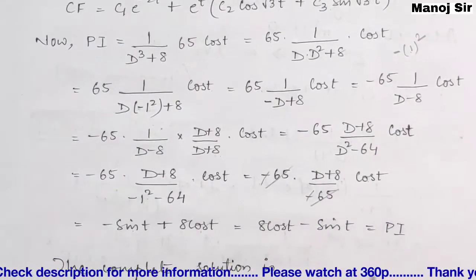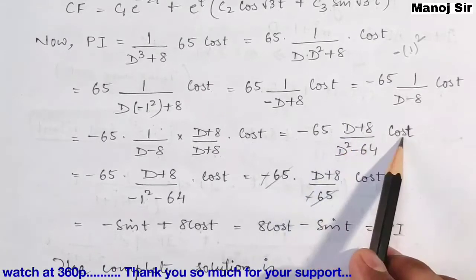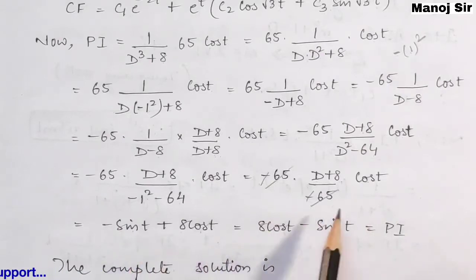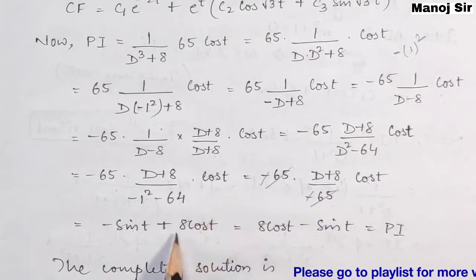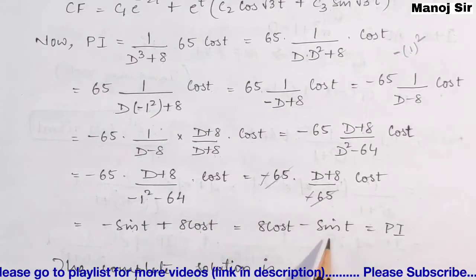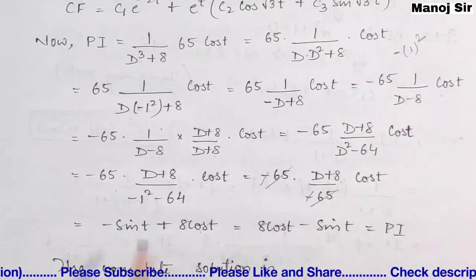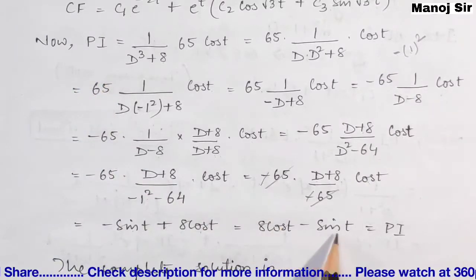So D means differentiation and 1 upon D means integration. Differentiation of cos t will become minus sin t, and 8 into cos t will become 8 cos t. So this term is positive, this is negative, so rearranging this we will get PI equals 8 cos t minus sin t. This is the PI, the value of PI, that is 8 cos t minus sin t.